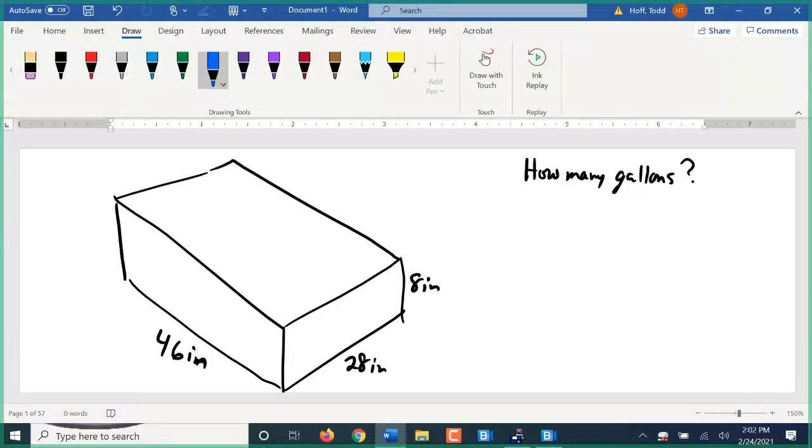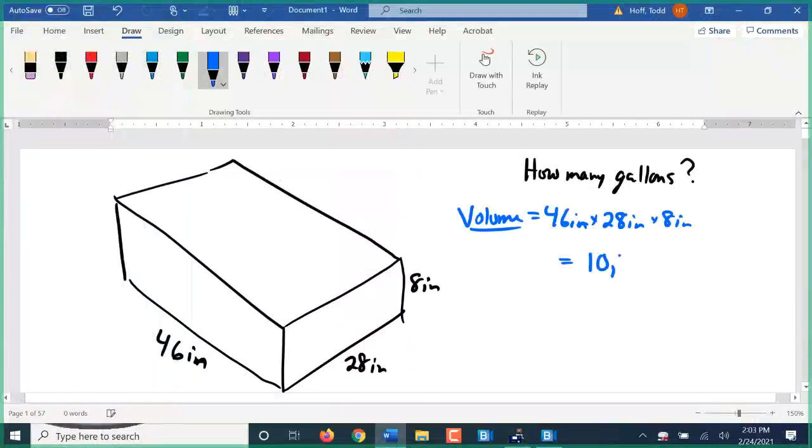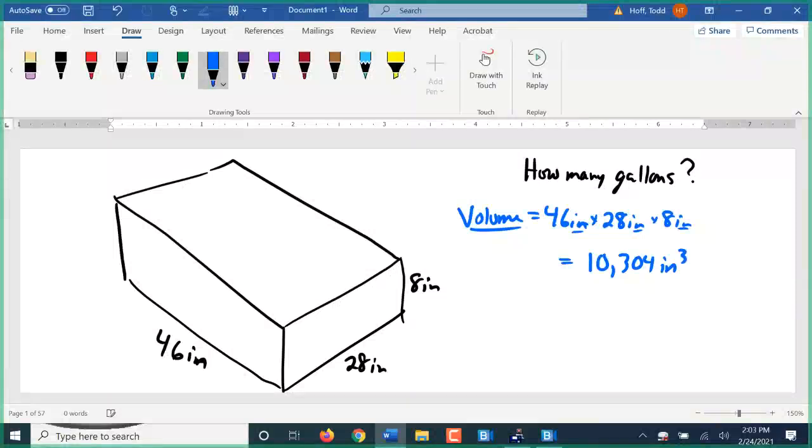For our first calculation here, we would be finding the volume of this tank. Volume would be length, 46 inches. This is a simple box. We'll just use the formula length times width times height instead of doing the area of the base times the height. So we get 46 inches times the 28-inch width times the 8-inch height, which is going to give us a volume. 46 times 28 times 8 is 10,304. Of course, inches times inches times inches is inches cubed, or cubic inches.